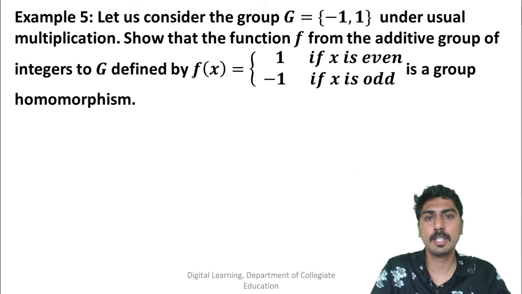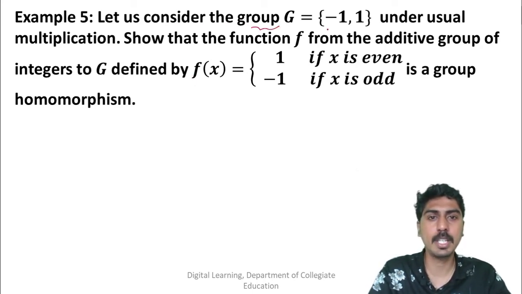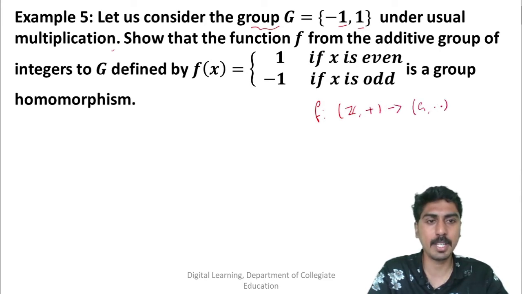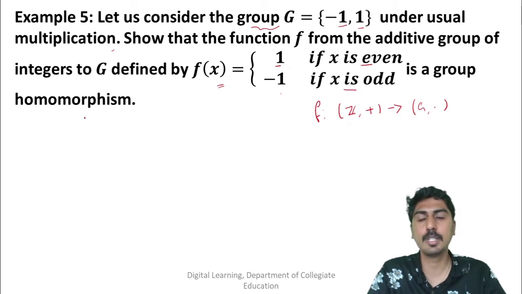Now I consider the final example. Let us consider the group G equal to minus 1 comma 1 under usual multiplication. Show that the function f, which maps the additive group of integers Z plus to G under usual multiplication, defined by f of x equal to 1 if x is even, f of x equal to minus 1 if x is odd, is a group homomorphism.